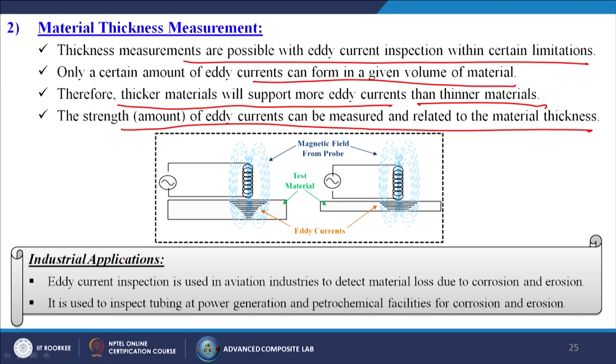Industrial applications: eddy current inspection is used in the aviation industry, mainly aerospace, to detect material loss due to corrosion and erosion. It is used to inspect tubing at power generation and petrochemical facilities for corrosion and erosion testing.